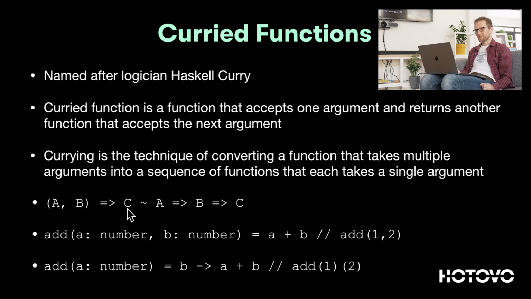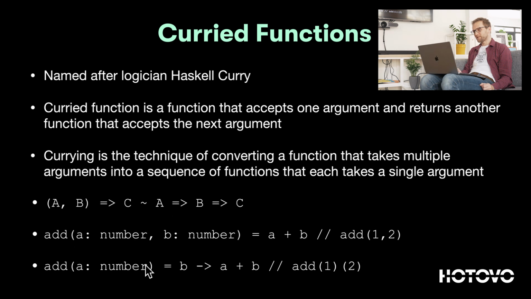So here's the example. We have a function that takes A and B, returns a C. Now, this can be rewritten into a function that takes A and returns a function that takes B and returns C. This is pseudocode, not specific syntax to any language. So if we have a function add, a simple addition, that takes A and B as numbers and returns A plus B, this is like the first example here.